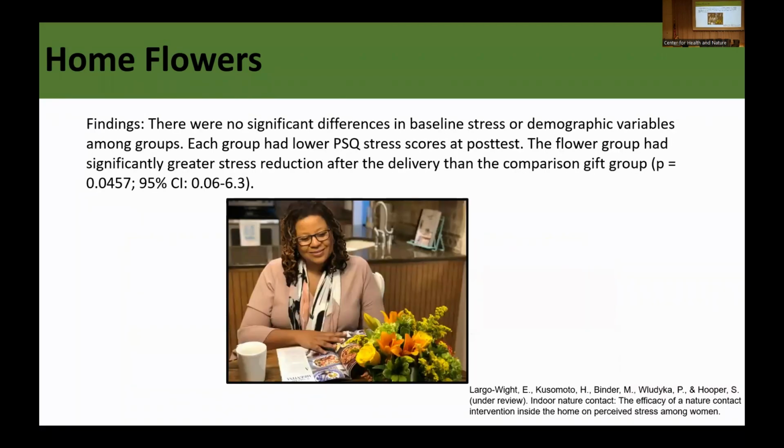What we found was that the women in the flower condition had a significant reduction in stress and in some of the mood indicators. We did not ask about how much they were exposed to the flowers. We just know that they were at the home. The candle, the luxury candle comparison group, we did not see that same effect.